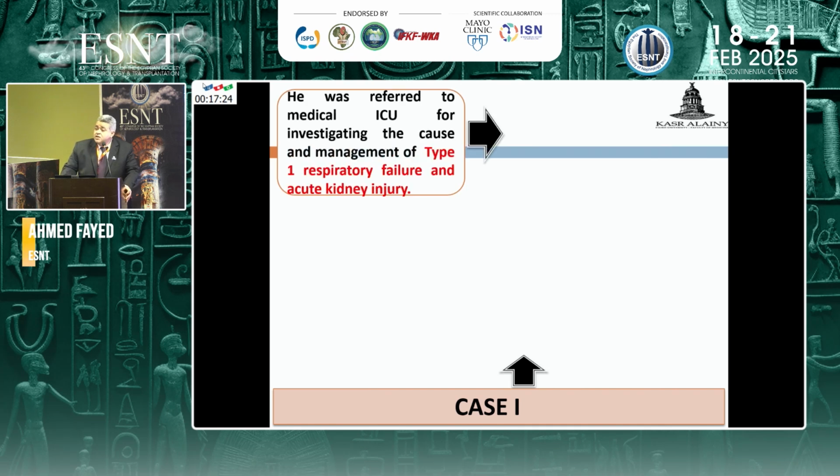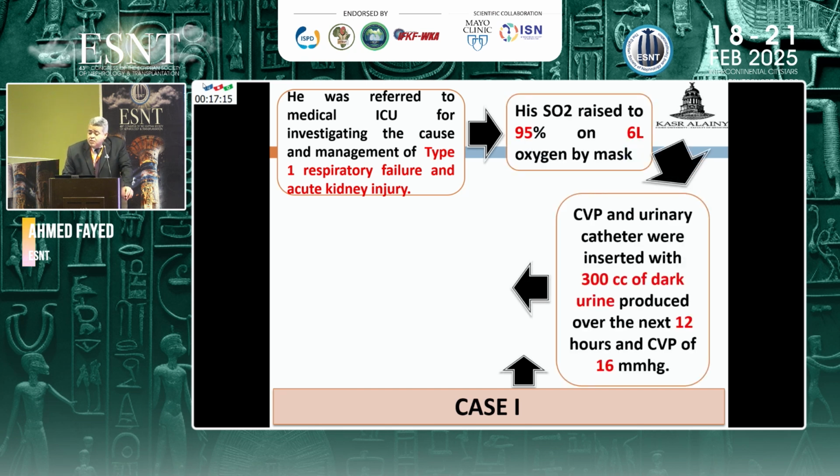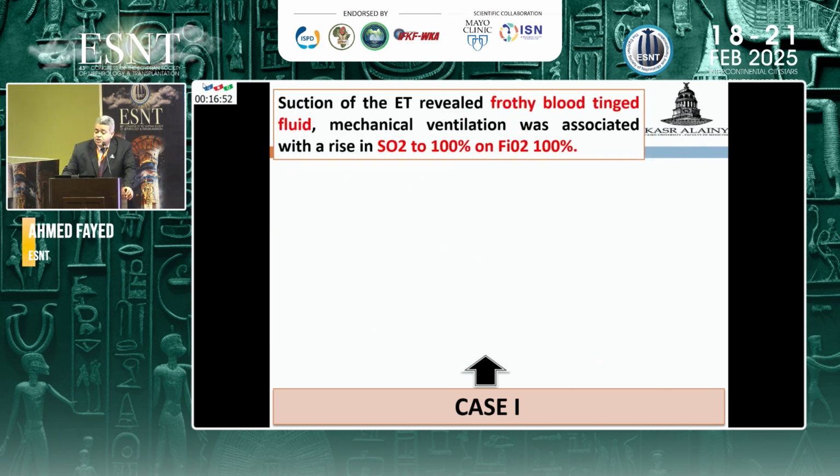And he was referred to our ICU for investigation and management of type 1 respiratory failure and acute kidney injury, saturation 95 on 6-liter oxygen mask. CVP and urinary catheter gave only 300 cc of dark urine produced over 12 hours, and the CVP 16. Twenty-four hours after ICU admission, the patient suffered respiratory distress and hemoptysis again, associated with desaturation and deterioration of conscious level, mandating sedation, intubation and mechanical ventilation.